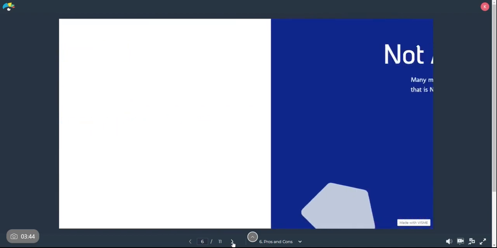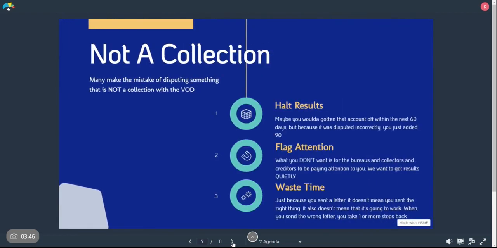Now, one of the mistakes, as I mentioned, is disputing an account that is not a collection with the VOD, right? So it can actually halt your results. What this means is that maybe you would have gotten the accounts off within the next 60 days, but because it was disputed incorrectly, you just added 90 days. Why would we go forward just to go backwards? We're going to end up 10 steps behind when we could be done already, right?